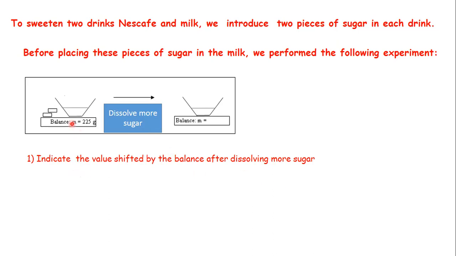Okay, the bowl on the balance with the two pieces of sugar has a mass of 225 grams. After dissolving, the mass should be the same because the same quantity is dissolved in the solution. The mass is conserved. The balance indicates 225 grams.